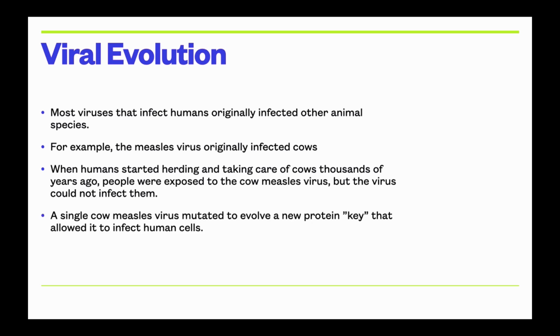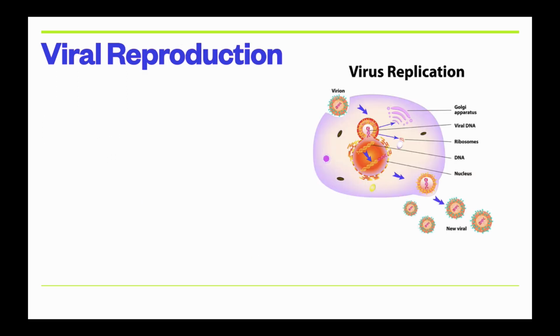But a single cow measles virus mutated at some point in the past and was able to change the shape of its protein key so that it now could infect human cells. And the rest is history. We now have a new virus. At some point in history, this new virus appeared and we call it measles today. Okay, so it originally came from cows. Great example of how things can evolve through mutation.